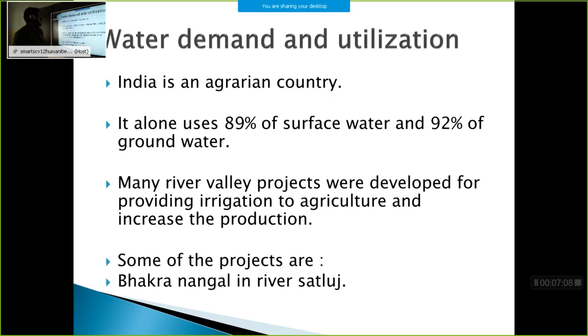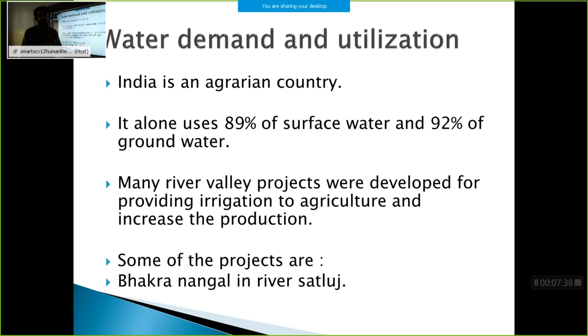Okay, now let's see water demand and utilization. Demand of water, everyone needs water. The important thing is how we use it, how sensibly we are using it. Okay, so India is an agrarian country. Yeah, we know that. From childhood onwards, we are hearing this word that India is an agrarian country.